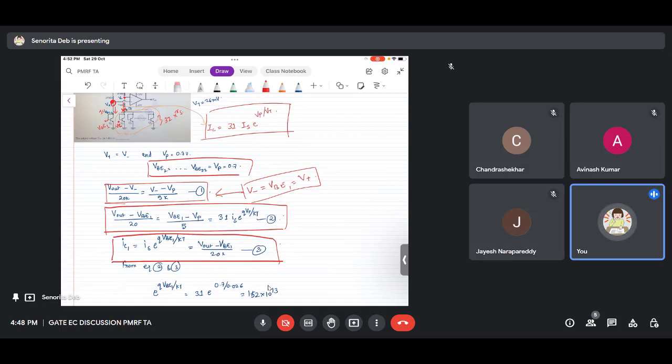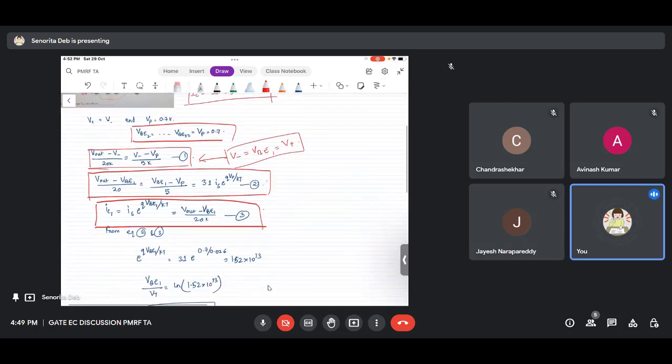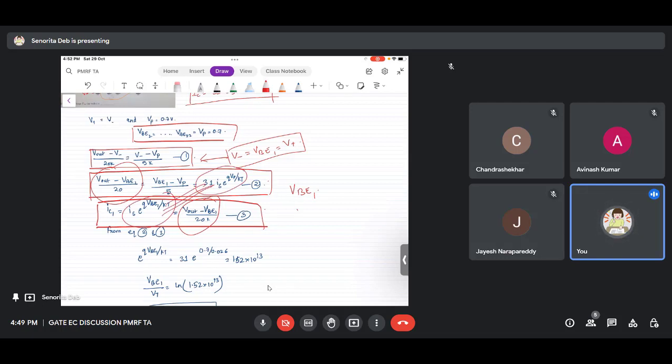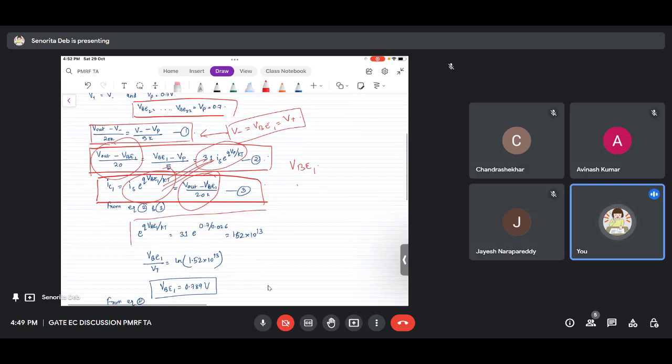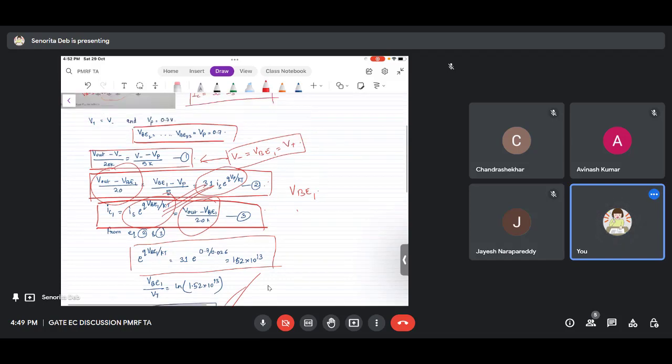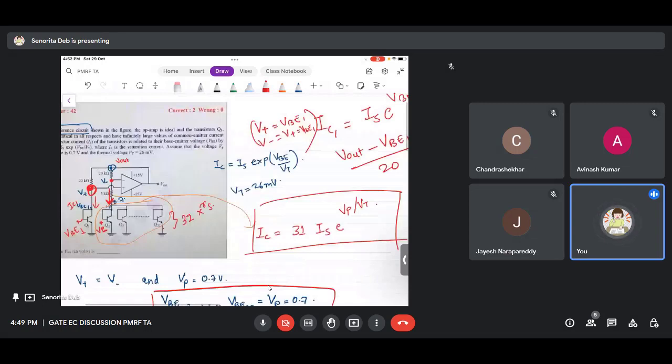So what we can do is compare: this term and this term are equal here, right? These two terms can be equated, and once you equate them, you will easily get the value of VB1. So in this question, you should first know the concept of current mirror, and then how to arrive at the point where you can actually solve the circuit.